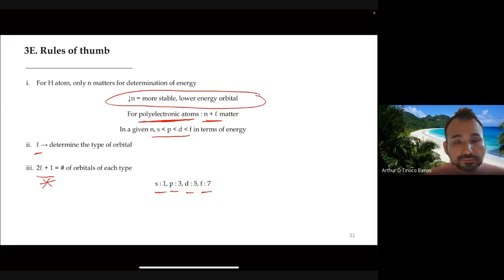Within an atom, each of these blocks of orbitals will be degenerate. So remember, these 3 will be degenerate. These 5 will be degenerate. And these 7 will be degenerate. Again, all equal in energy in the atom.